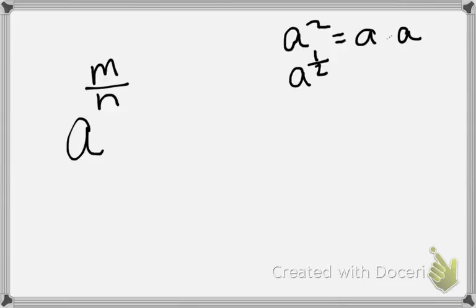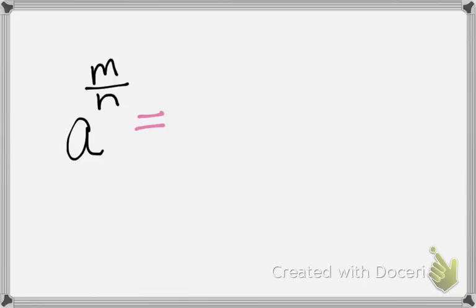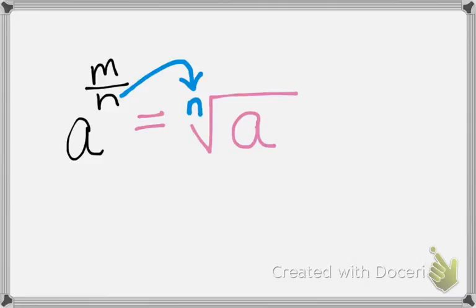So now we're going to look at what it means to have something in that fractional form. If you have something written in fractional exponent form, I can rewrite it in radical form. The a, instead of being a base, becomes the radicand. The denominator of the fraction becomes the index of the radical, and the numerator becomes the exponent.